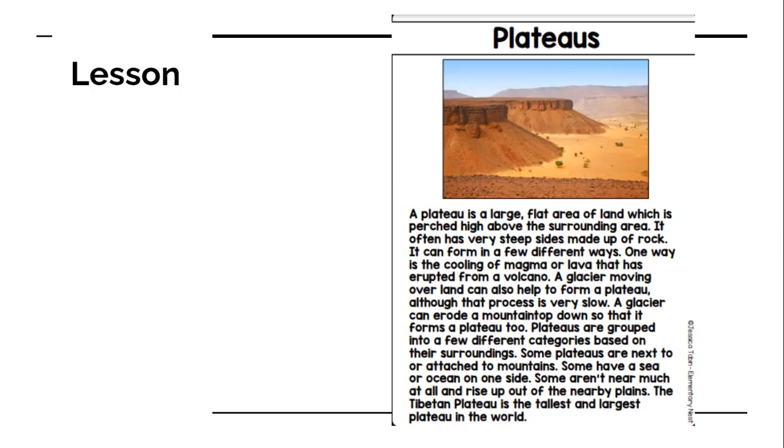Plateaus are grouped into a few different categories based on their surroundings. Some plateaus are next to or attached to mountains. Some have a sea or ocean on one side. Some aren't near much at all and rise up out of the nearby plains. The Tibetan Plateau is the tallest and largest plateau in the world.